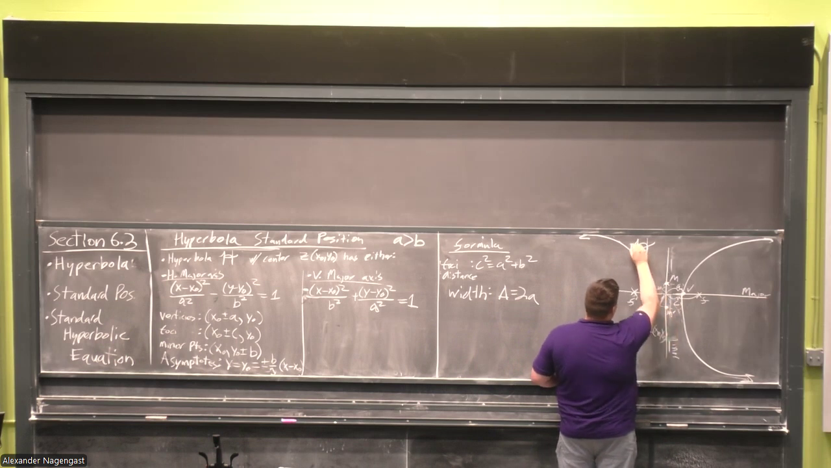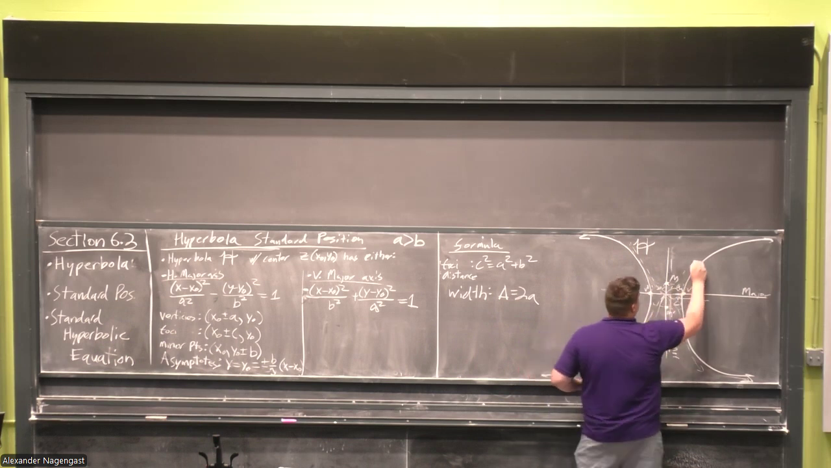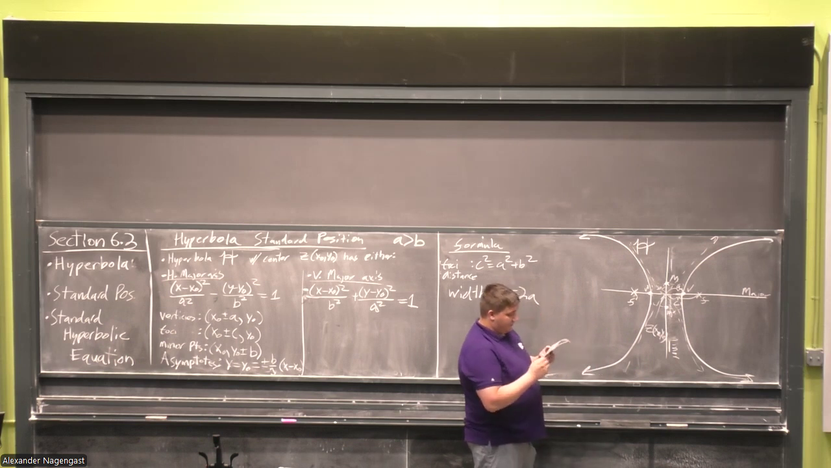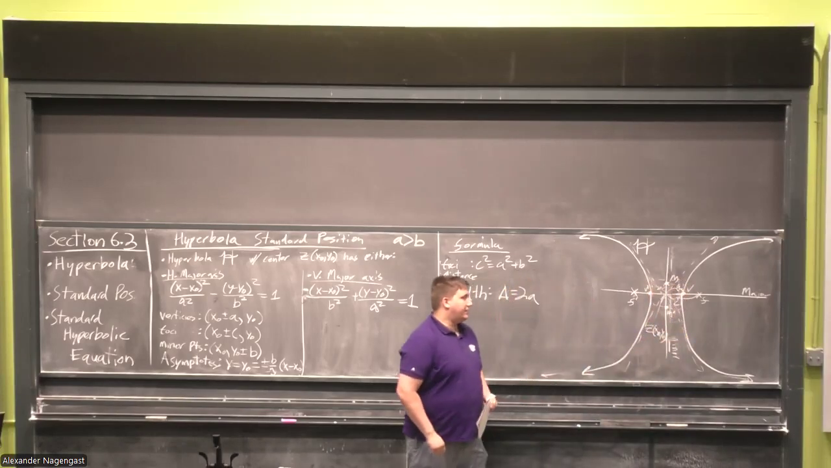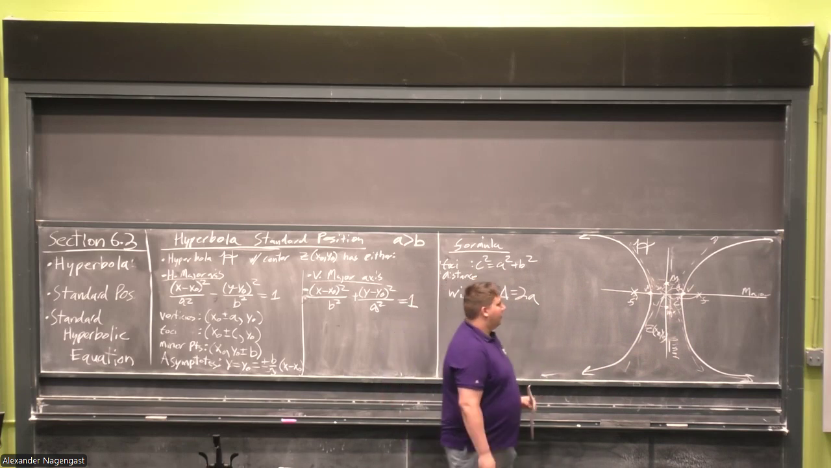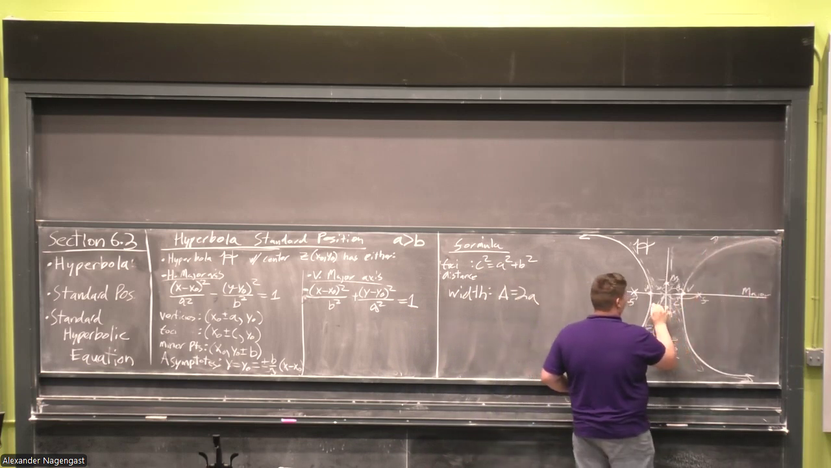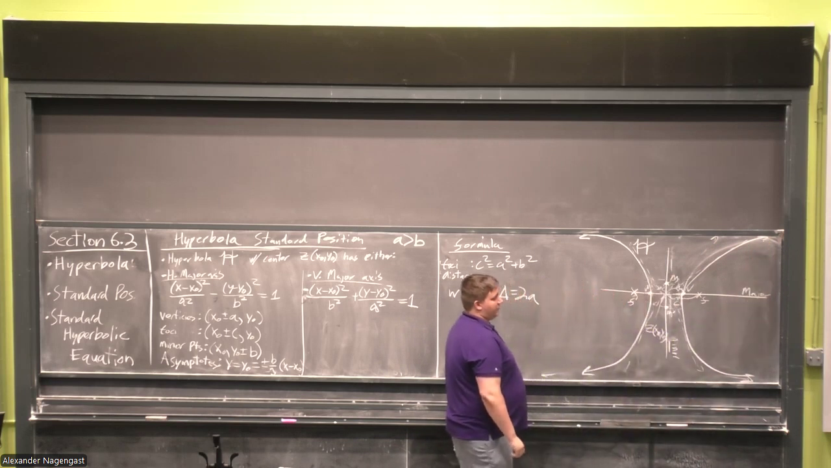I drew my ellipse better. Sorry, my hyperbola better. These asymptotes, and if I drew this accurately, the corner of my boxes would intersect where those asymptotes would be. So if I wanted to adjust this to make it look right, my asymptotes would be there, and my hyperbola would look something like that.